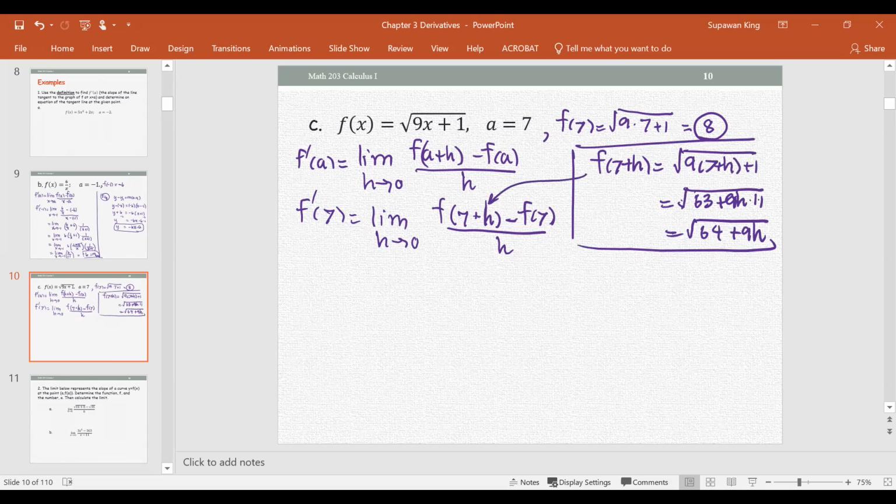Replace it into the limit definition: the limit as h approaches 0. f of 7 plus h is now replaced with the square root of 64 plus 9 times h, minus f at 7, which is 8, divided by h. This becomes a limit involving the radical form. So we use the technique to find the limit by multiplying by the conjugate, both top and bottom.